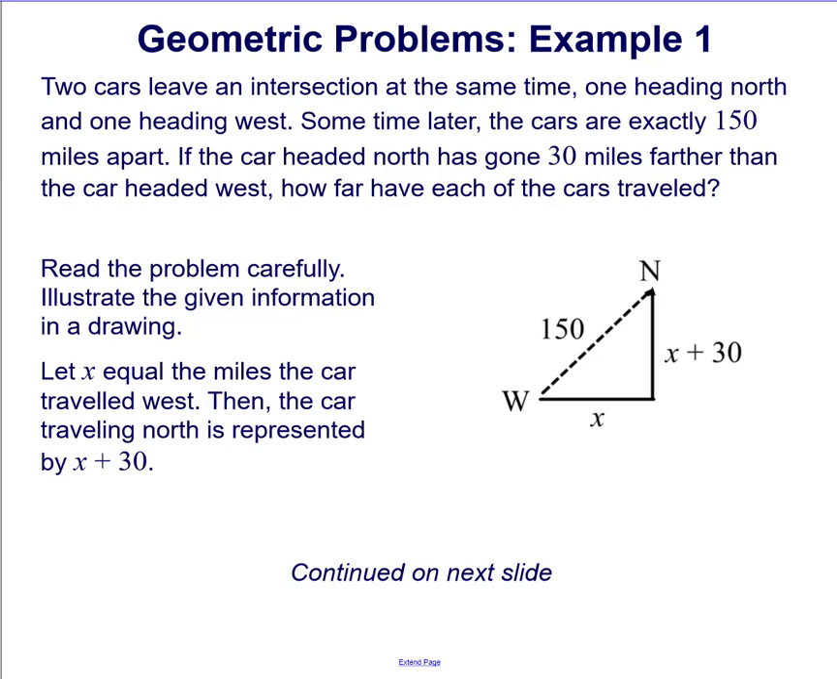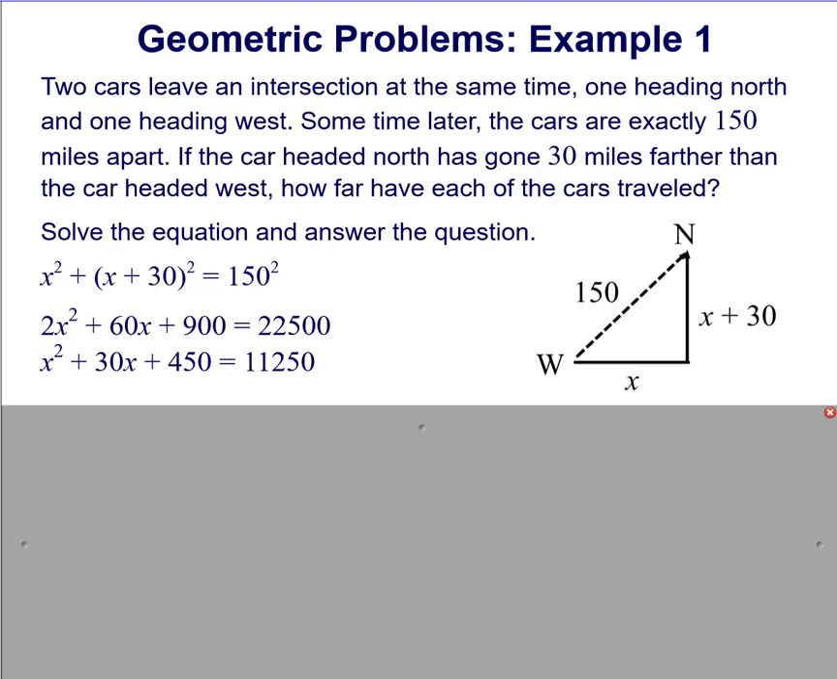So here's the car traveling north, and since the car traveling west is X, we know that the car traveling north has gone 30 miles further, so the algebraic expression is X plus 30. They also mention that they are 150 miles apart on this diagonal here. And here is the solution to the problem.